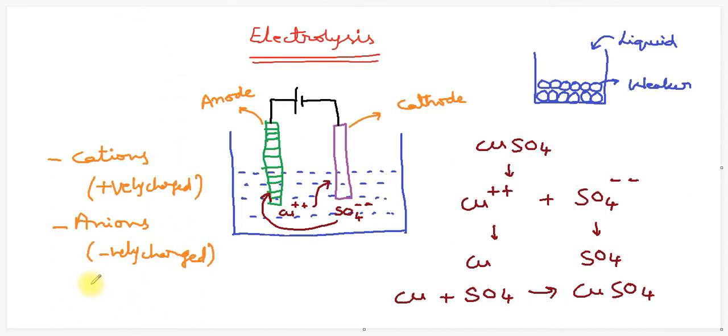water only, and it will be like this: SO4 plus H2O, water, gives us H2SO4 plus O2, oxygen. If you balance it, it should be 2 SO4 and 2 H2O, giving 2 H2SO4 plus O2. So H2SO4 will be deposited here at the anode and O2 will be liberated. So this is the actual process of electrolysis with an example.